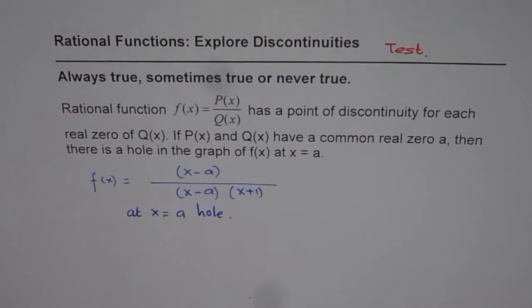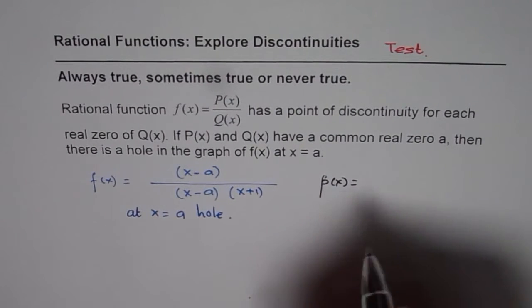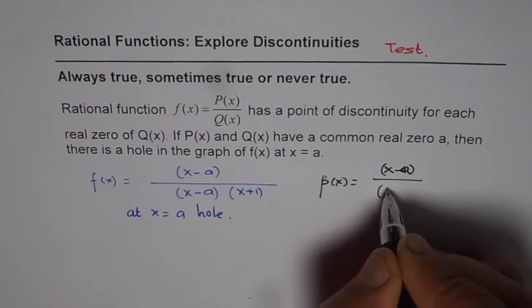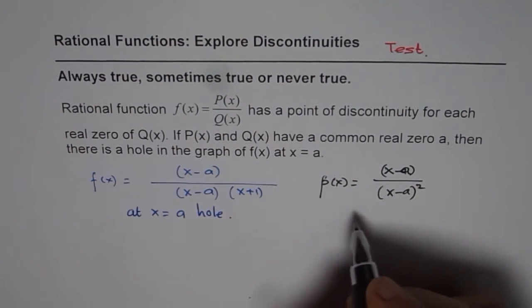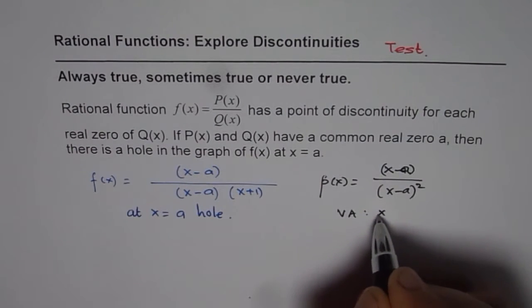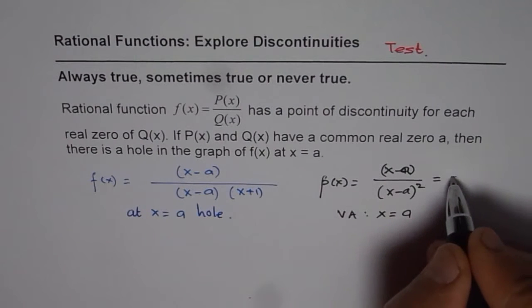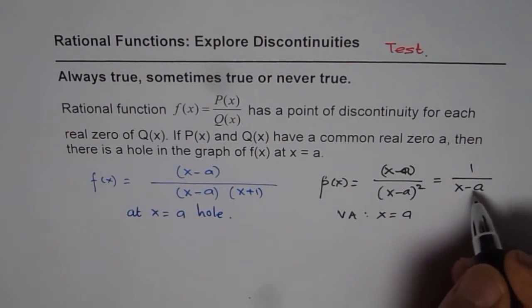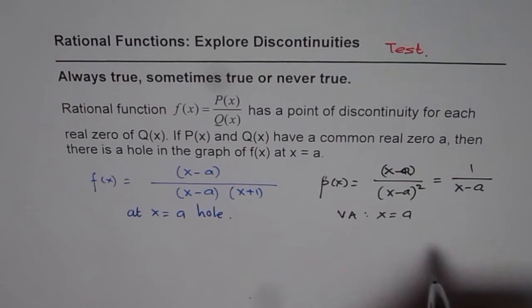But how about this function? Let's say p of x is equal to x minus a, let me write x minus a, over x minus a whole squared. Now in this case, we have a vertical asymptote at x equals a. Do you understand? Since one of the factors will cancel out, we are still left with x minus a in the denominator. Do you understand? So here we will have x equals a as a vertical asymptote.